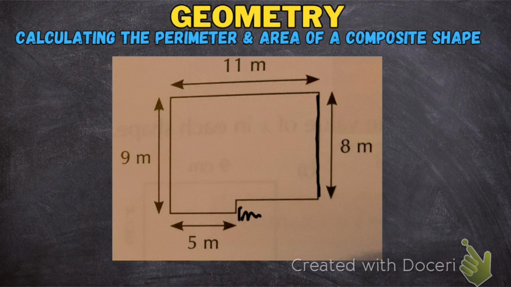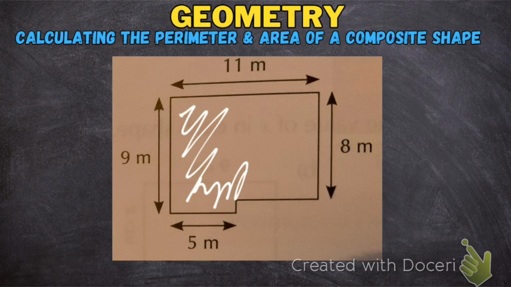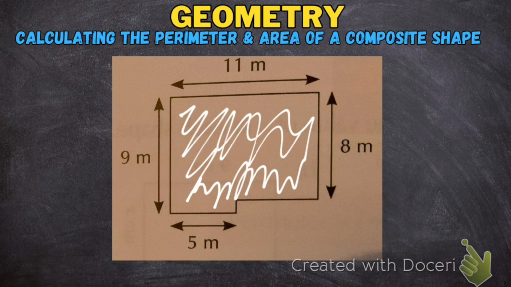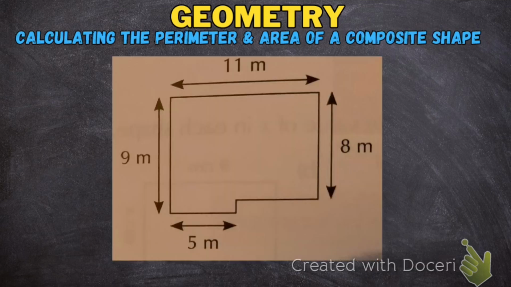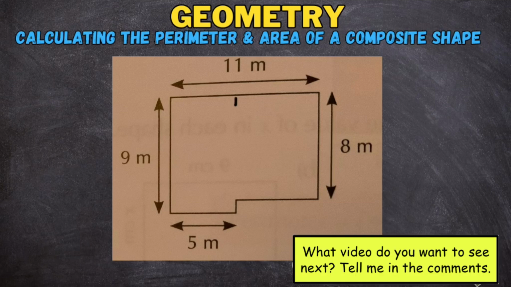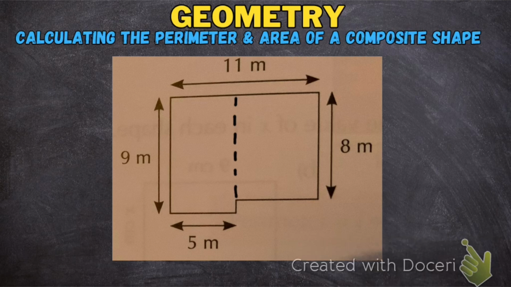Okay, now we're going to calculate the area. So the area is everything that's in the middle of the shape. So like I said at the beginning of the video, I'm going to do that by separating this into 2 different shapes. So I'm going to put a nice split down the middle, and that's going to give me shape A and shape B. Both of them are rectangles, which is going to make it easy for me.